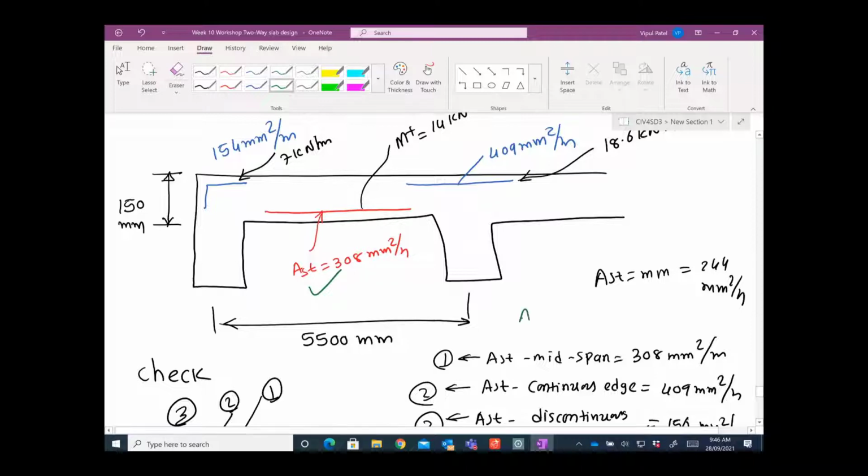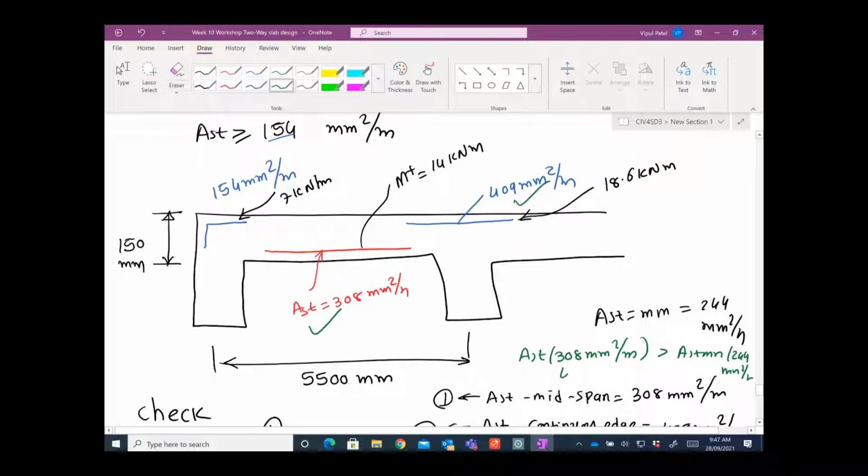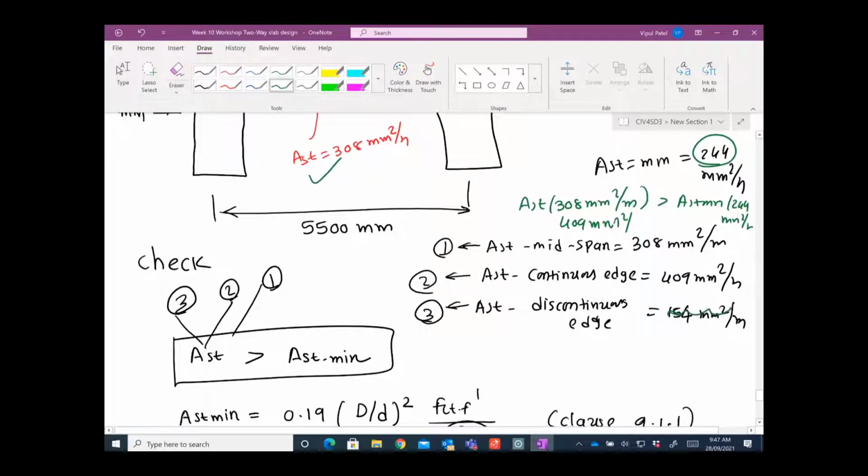This is good because your Ast of 308 millimeters squared per meter is greater than Ast minimum, which is 244 millimeters squared per meter. And 409 is good because 409 millimeters squared per meter is greater than 244. Now this one is not good, you can look at that 154. It means we don't need to go back and change everything, we just need to change this one to 244 millimeters squared per meter. We just provide the minimum here.